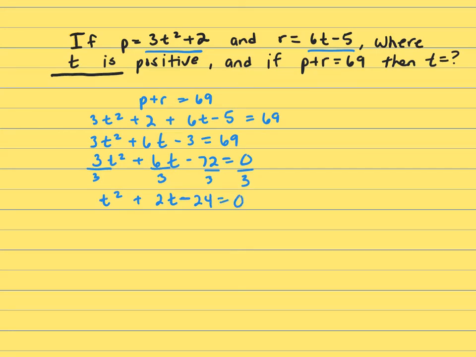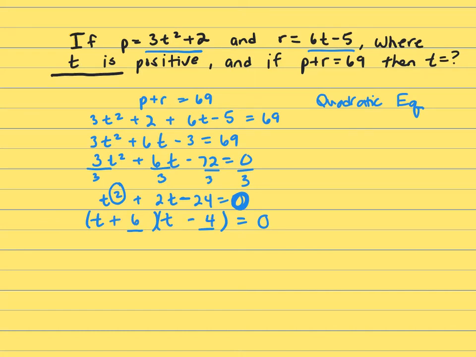Once again, this 2 as an exponent, the highest exponent is 2, makes this thing a quadratic equation. And the first step in solving a quadratic is to get 0 on one side. Now let's factor. If it will factor, it will factor into two parentheses. So what times what will give me t squared? t and t. What times what will give me a 24 and add up to a 2? So it's going to be a positive 6 and a negative 4.